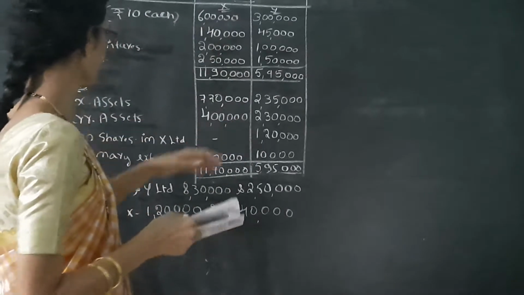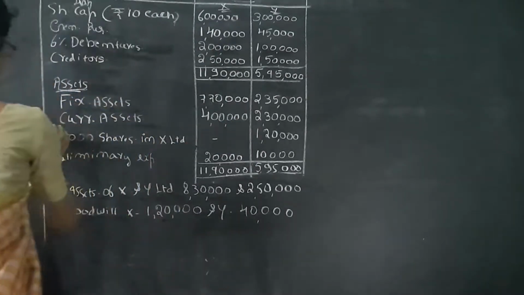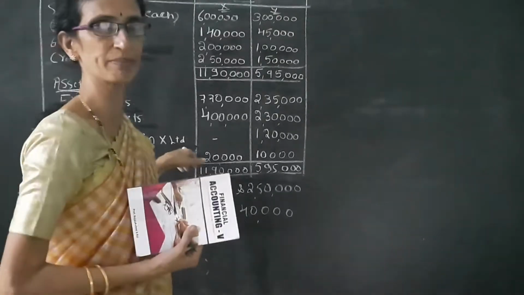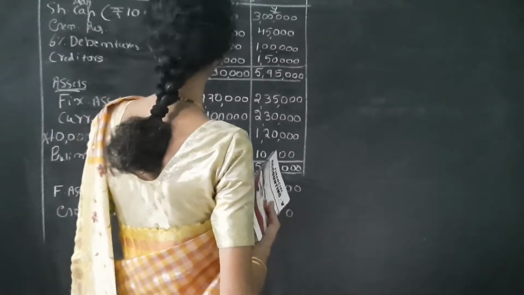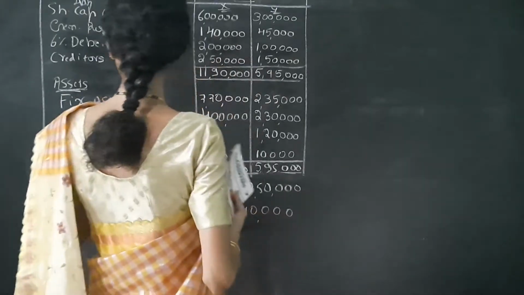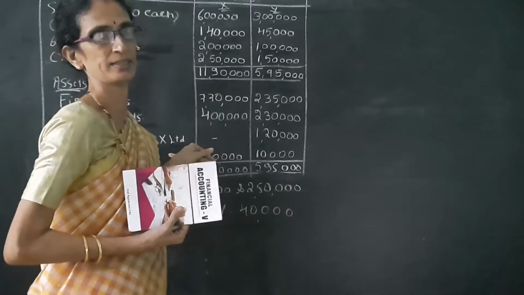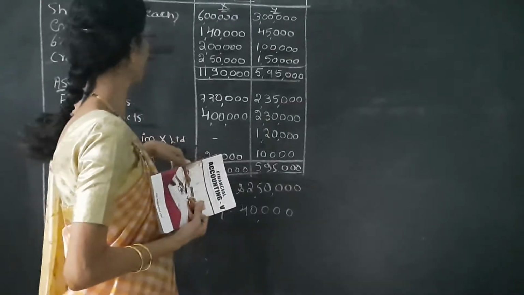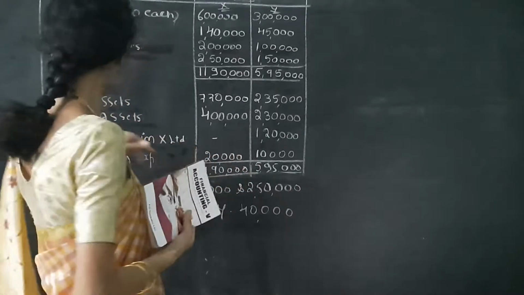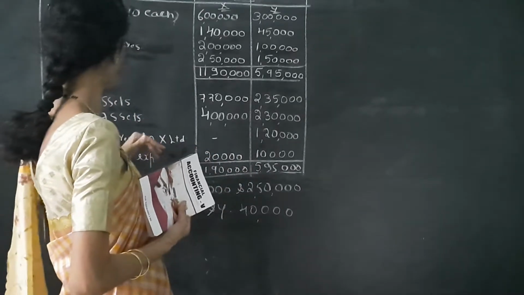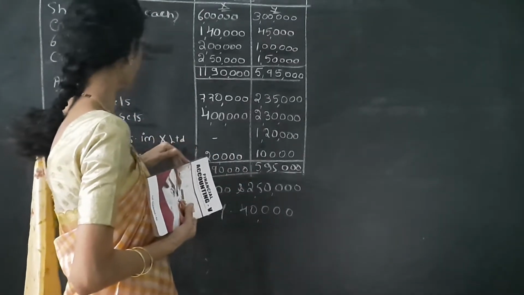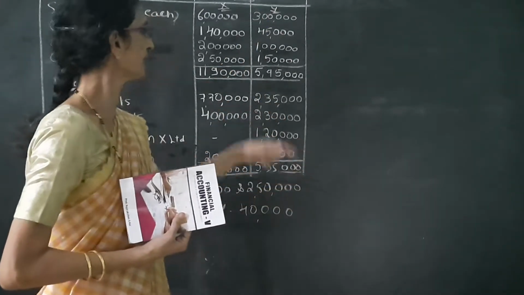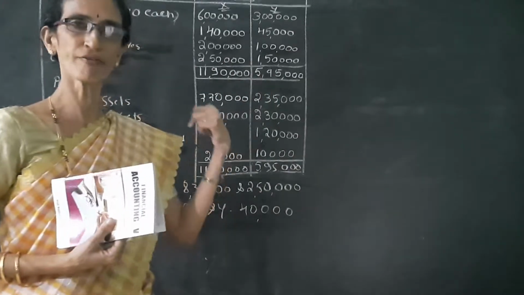See, in this problem, one important thing is here. Here it is given 10,000 shares in X Limited. That means Y Limited possesses the shares of X Limited. That is why first we have to find out the value of shares of X Limited. For example, if it is given 10,000 shares in Y Limited, then first we have to find the value of shares of Y company. Then we have to find out the shares of X company.